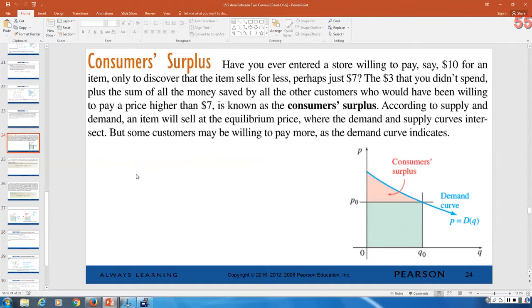Now this is probably for the economics folks in here, this is probably the one that will mean the most to you. Have you talked in your economics classes about consumer surplus and producer surplus? Well, you can use calculus to find both of those. If you go into a store and you're willing to pay $10 for something and then find out that the item only sells for $7, then you actually have a consumer surplus because you didn't spend as much as you were willing to spend. But on the other hand, if you go in expecting to pay $10 and it's $15, then that's the buyer's surplus, so to speak.